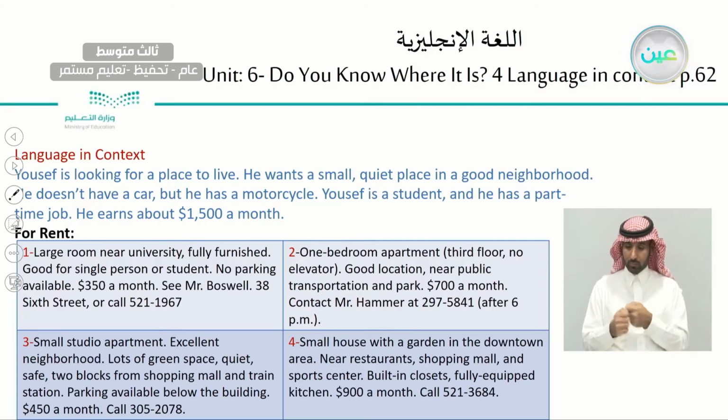The first place, large room, near university, fully furnished, good for single person or a student, no parking available. Do you think this is suitable for Yusuf? He has a motorcycle, right? Here they don't have a parking. It's $350 a month. See Mr. Boswell, 38 6th Street, or call 521-1967. Okay, this is the ad.